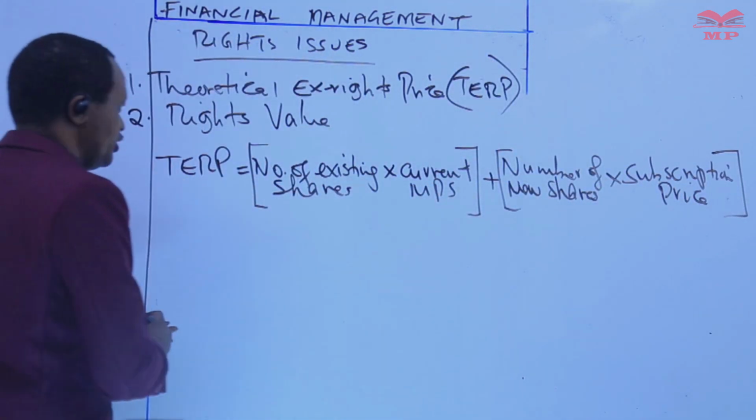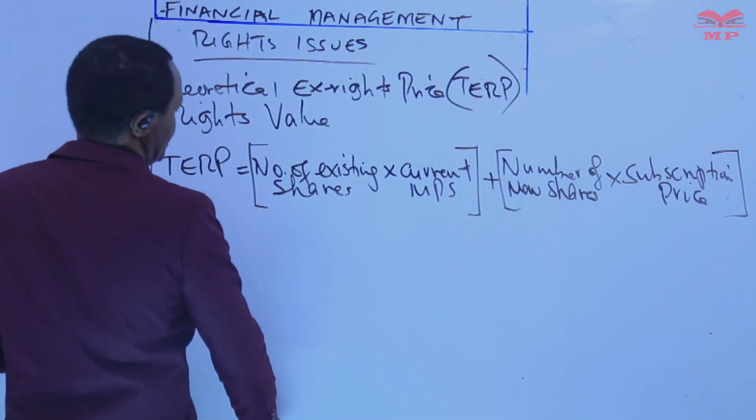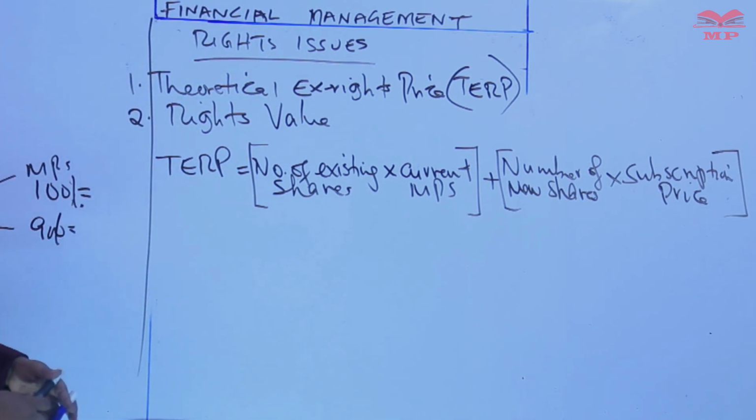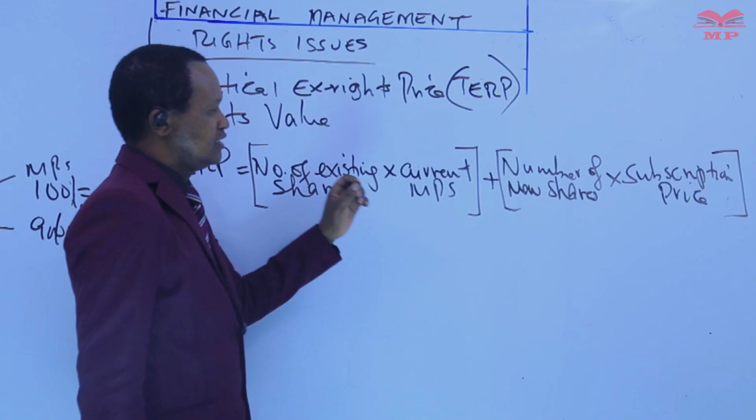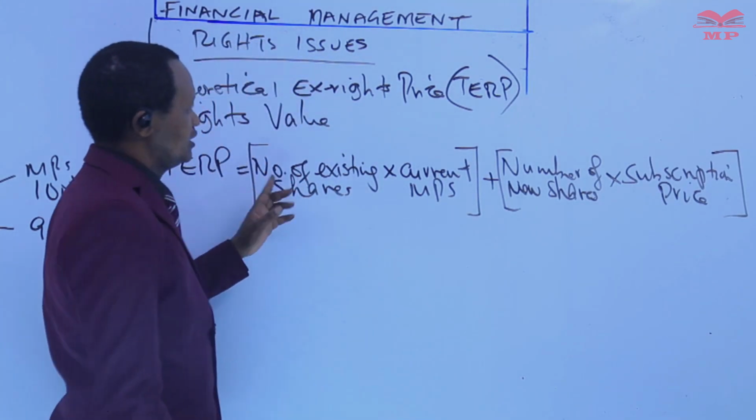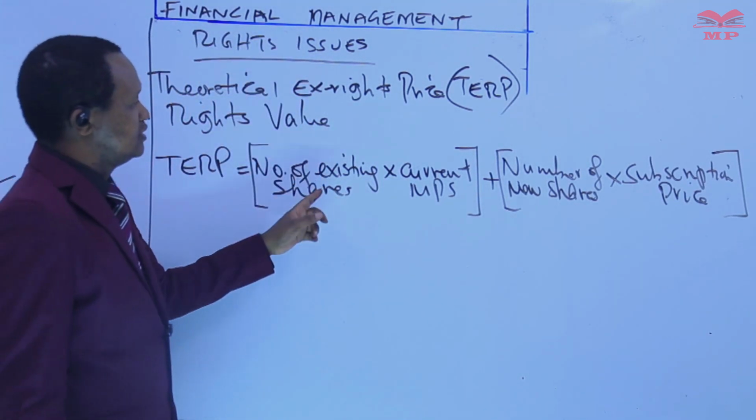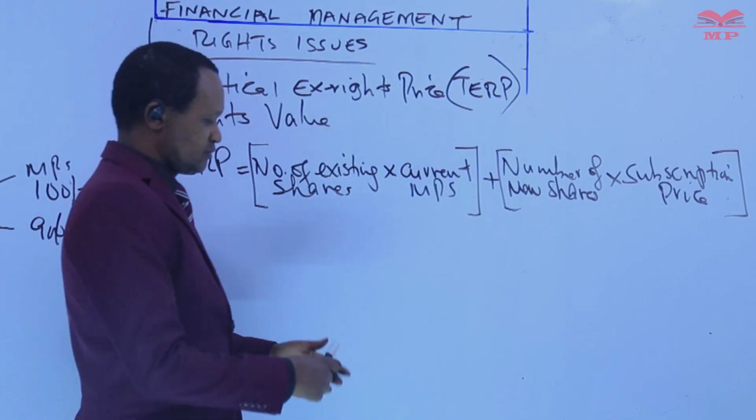So that is the numerator. That gives us the price in shillings.